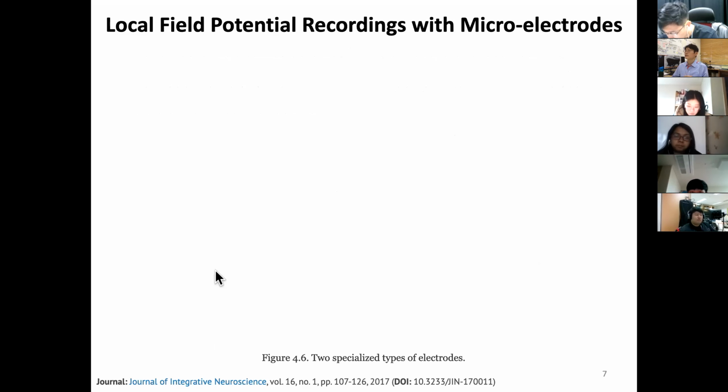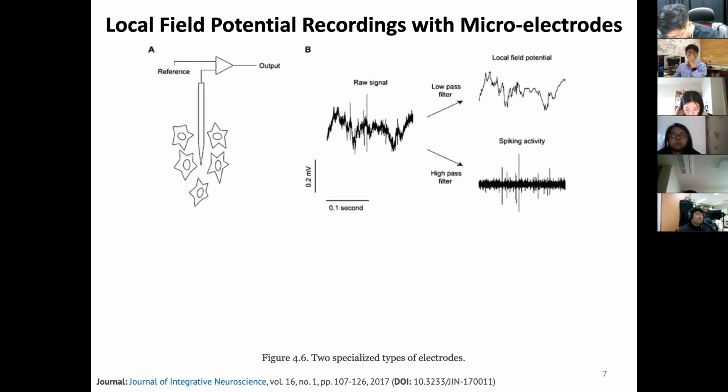Okay, so I put some local field potential recordings with microelectrodes. This is an example of real data from the literature. You can see there's a reference electrode and a recording electrode, which is nearby, extracellular. And you have this amplifier, which amplifies and gives you an output. So let's take a look at the output data together.